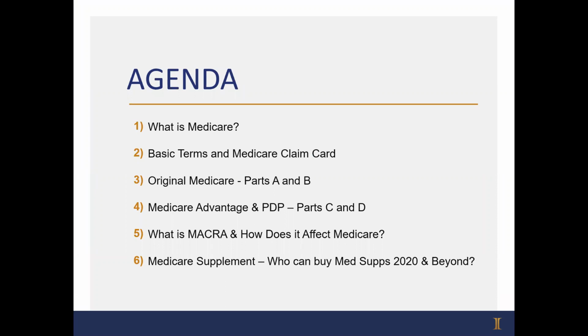So the things that we're going to cover today is what is Medicare. I'm going to go over a couple of the basic terms that are used in Medicare and basic insurance, actually. I'm going to show you a copy of the Medicare claim card, go over original Medicare, which is Part A and B. I'm going to go into some details on the Medicare Advantage and PDP plans, which is your Part C and D. Also going to talk about MACRA and how it affects Medicare. That's something that just went into effect January 1st of this year. So that is something fairly new. And then I will go over the Medicare supplement plans.